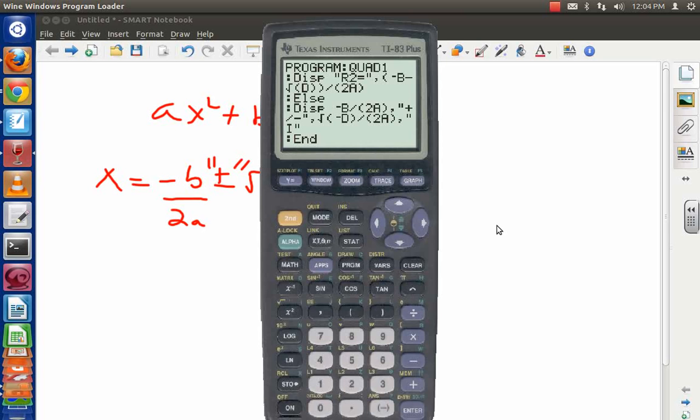All right, so what's quad 2? Quad 2 prints out words, not numbers. Okay? Quad 2 prints out the nature of the roots. Is it real or not? Is it rational or not? Are they equal or not? Okay? So let's do quad 2. Here we go. And you're going to need a lot of if statements for this.